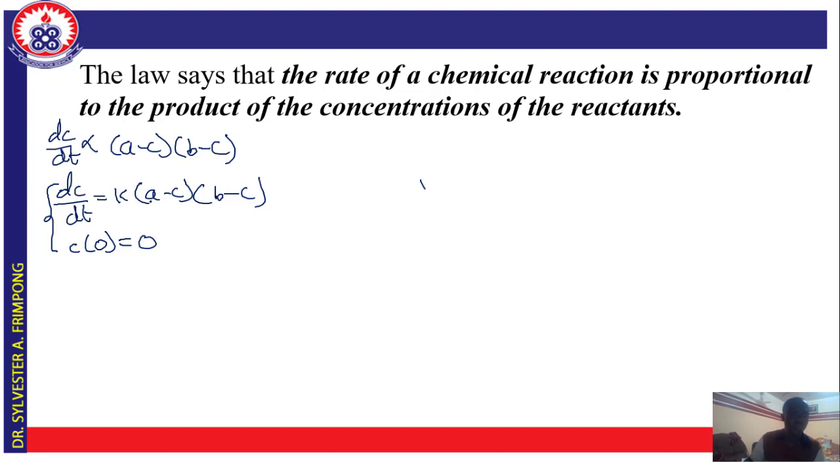This equation is separable because a and b are all constant. They are the initial concentrations of substance A and substance B. So we can separate the variables. So we can say that this is dc over (a minus c) times (b minus c) equal to k dt. And before we can integrate this, we need to resolve this into partial fractions.